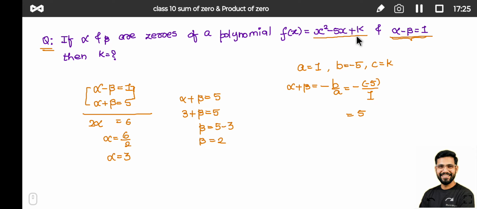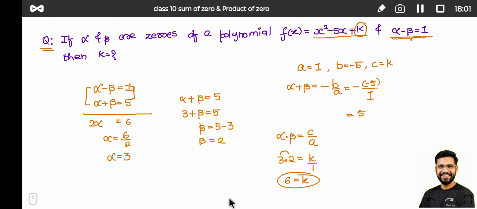Now look at our question, we have to find out k. So where is k in this equation? K is here instead of c. In which formula are we using c? The product of zeros. So let's apply the formula of product of zeros, alpha into beta, that is nothing but c upon a. Alpha is 3 multiplied by beta which is 2 is equal to the value of c, which is k, upon the value of a, which is 1. If we multiply 3 into 2, we get 6 is equal to k upon 1, which is k. So our answer for k is 6.